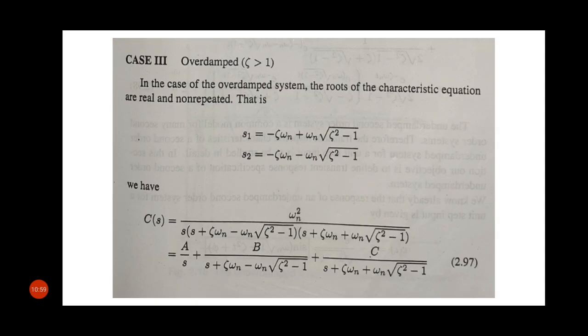Here again we will do partial fraction. After partial fraction we get the values of A, B and C. Put the values of A, B, C in equation 2.97. Here I have missed the term C(s). So now you put the values of A, B, C in this equation 2.97.